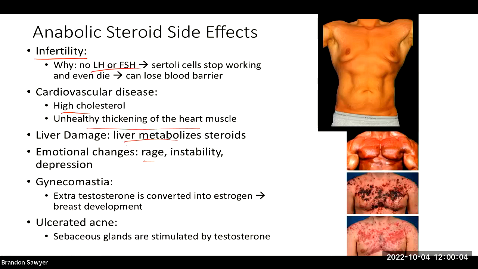Okay, central nervous system effects, gynecomastia, which is shown here. Breast development in males. This is because testosterone isn't that far off from estrogen. If there are excessive amounts of testosterone, the body will sometimes convert that into estrogen, and men can start having some secondary female sex characteristics. And then ulcerated acne, because the sebaceous oil glands are stimulated by testosterone. So just terrible, terrible acne like this.